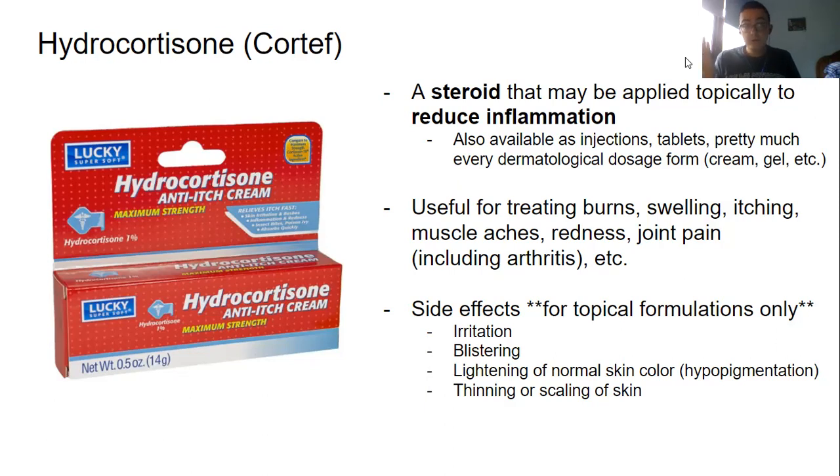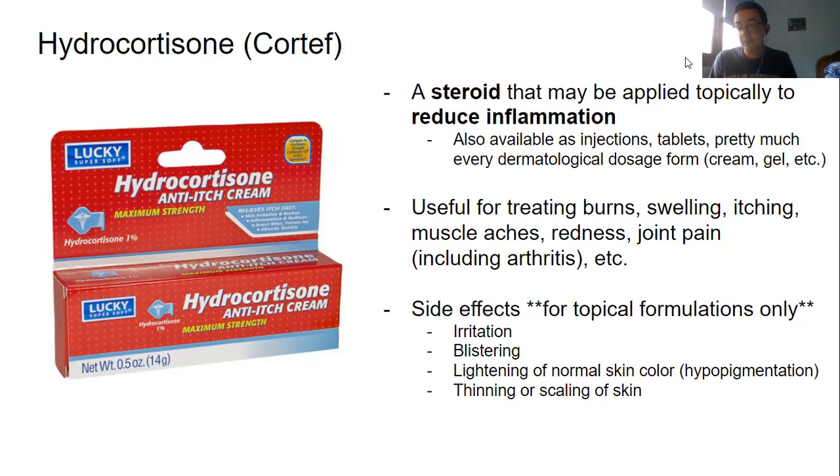So you can use hydrocortisone on burns, swelling, itching, muscle aches, redness, joint pain. This is sort of a fixture of any medicine cabinet in America. It's also quite useful for arthritis pain as well. If you have a rheumatic flare or arthritis related inflammation, it's very good to put on joints, and it can definitely reduce some of that inflammation through its steroid effect.